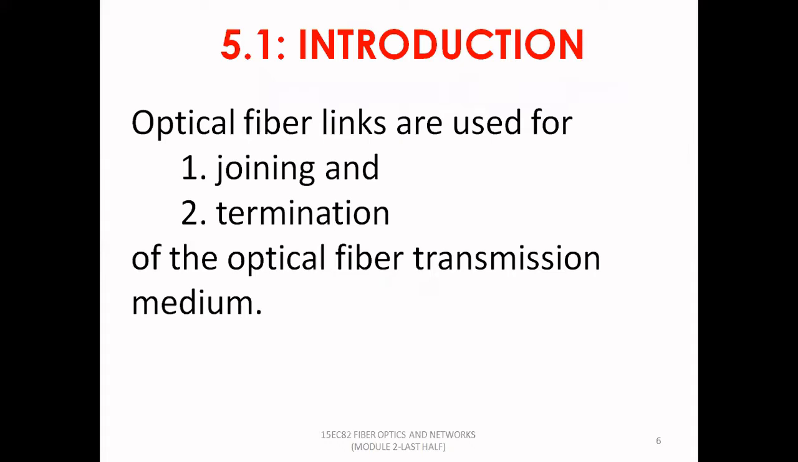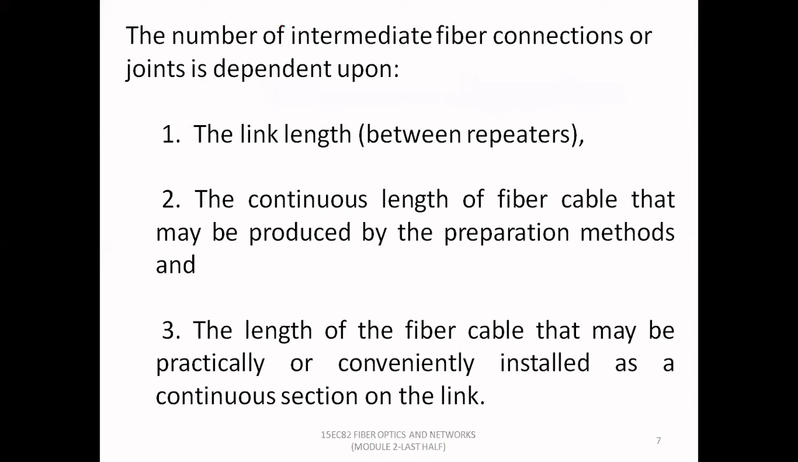Optical fiber links are used for joining and termination of the optical fiber transmission medium. The number of intermediate fiber connections or joints is dependent upon first one the link length, second one the continuous length of fiber cable that may be produced by the preparation methods, and third one the length of the fiber cable that may be practically or conveniently installed as a continuous section on the link.